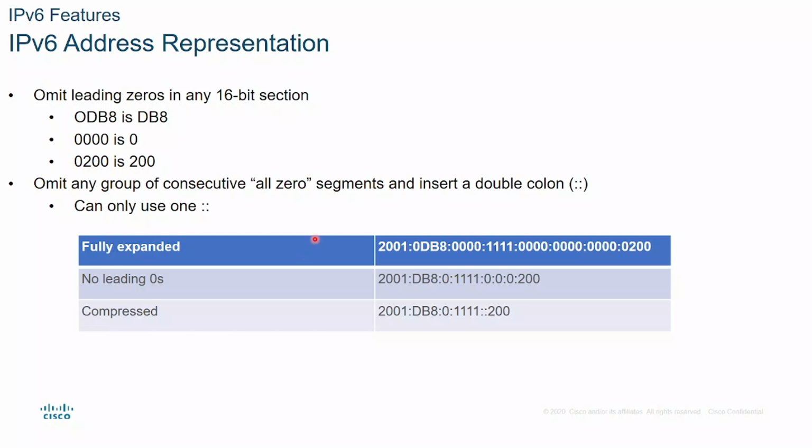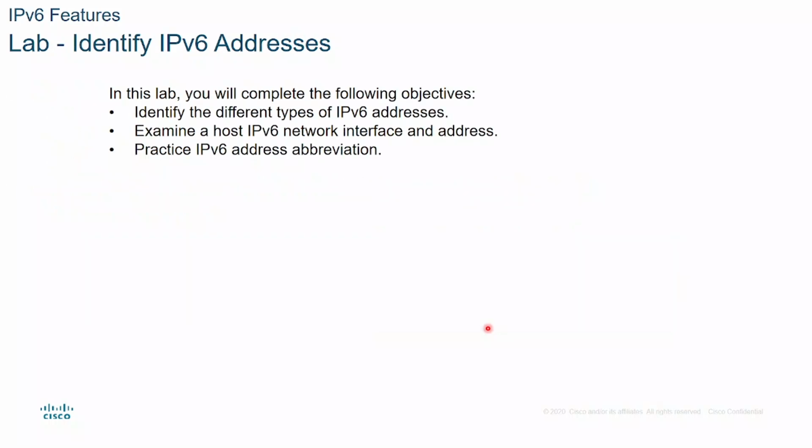Then also, when you have a consecutive run of zeros, like here we have 0000:0000:0000, you can use that as 0:0:0. Or you can just cut out all the zeros and put a double colon and have your 200. So this is a compressed IPv6 address.